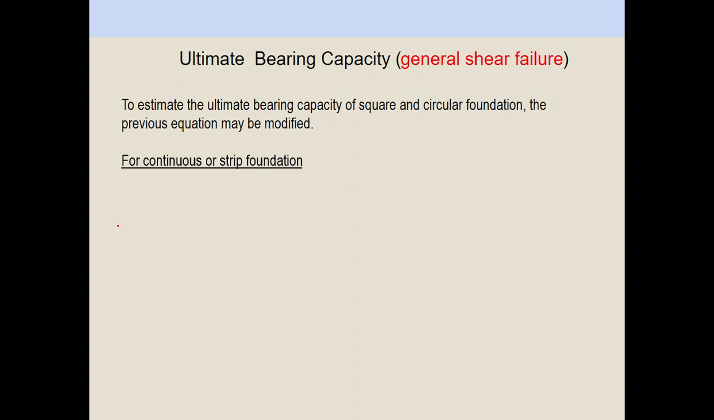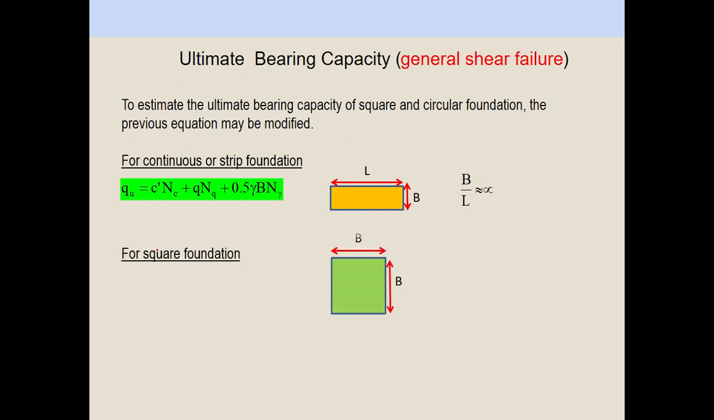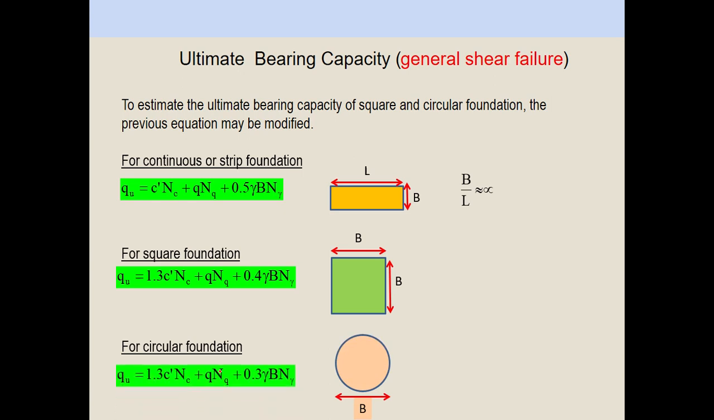To estimate the ultimate bearing capacity of square and circular foundations, the previous equation may be modified. So this is the equation for continuous or strip foundation. This is the equation for square foundation: qu equals 1.3 c prime Nc plus q Nq plus 0.4 gamma B N gamma. And for circular foundation, B is the diameter of the circular foundation: qu equals 1.3 c prime Nc plus q Nq plus 0.3 gamma B N gamma.